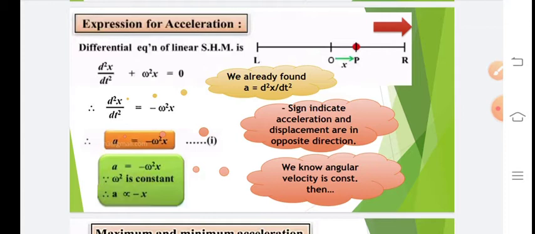put the value of A in this equation. Therefore, A is equal to minus omega square x. Suppose this is equation number 1. And A is equal to minus omega square x, where omega is constant, is directly proportional to minus x, that is acceleration is directly proportional to displacement. So this negative sign indicates acceleration and displacement are opposite to each other.